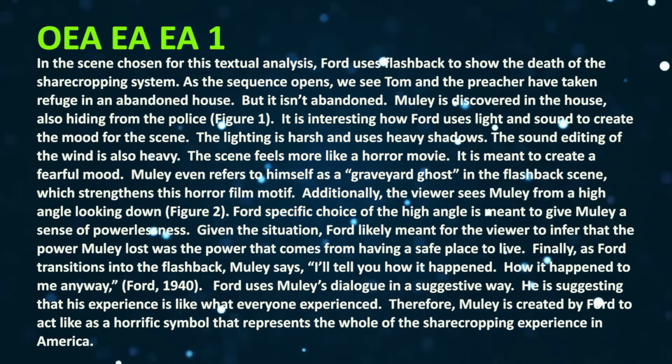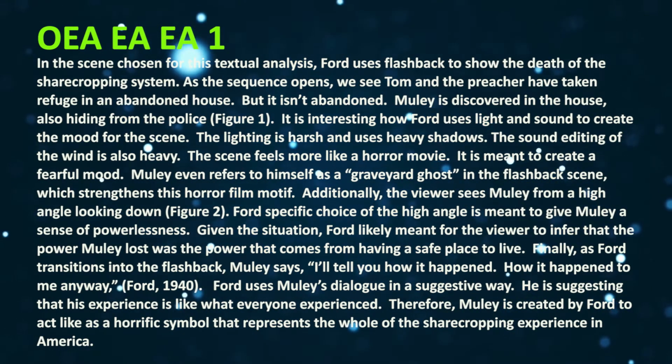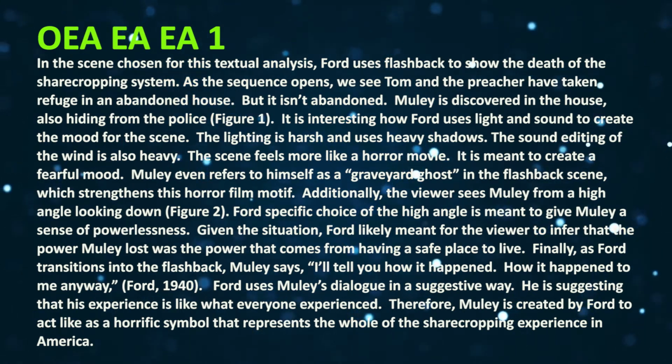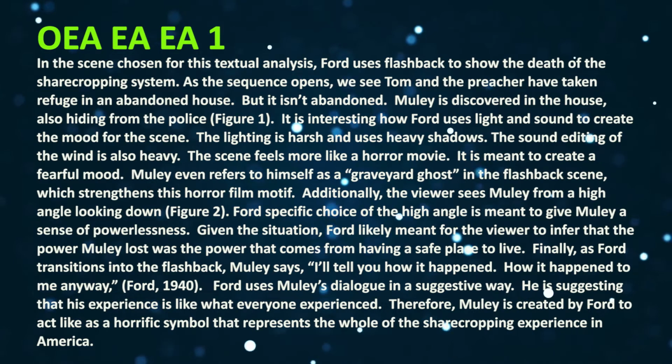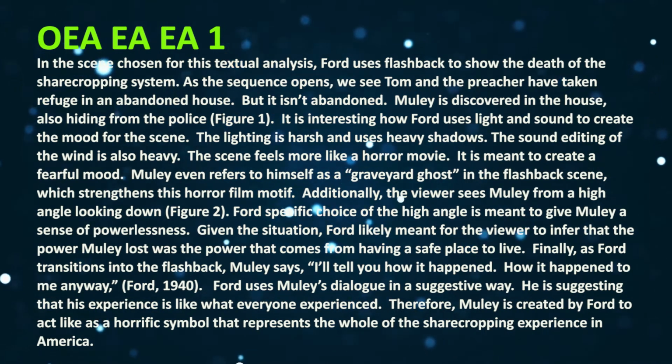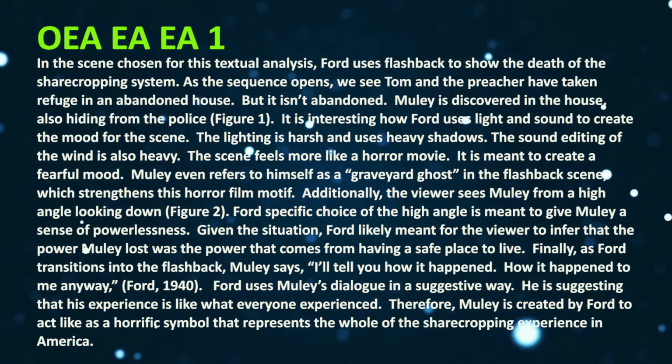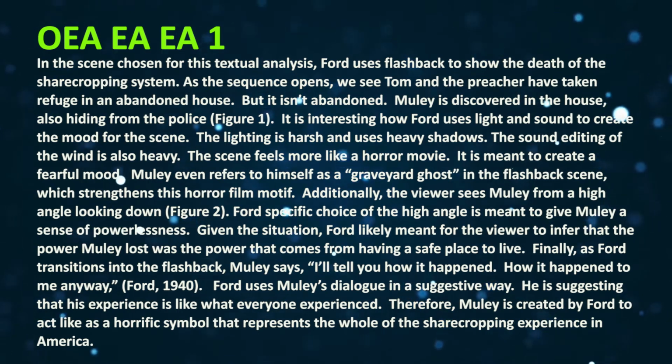In the scene chosen for this textual analysis, Ford uses flashback to show the death of the sharecropping system. As the sequence opens, we see Tom and the preacher have taken refuge in an abandoned house. But it isn't abandoned. Muley is discovered in the house, also hiding from the police.